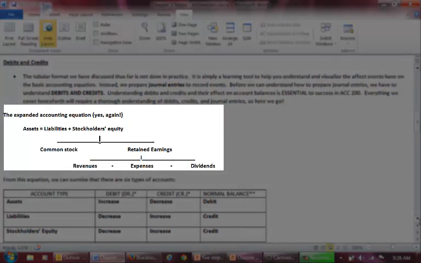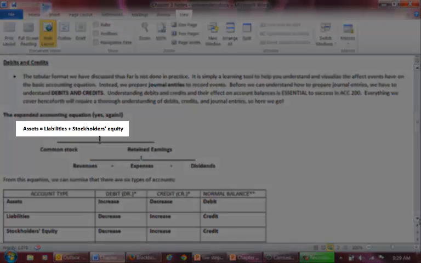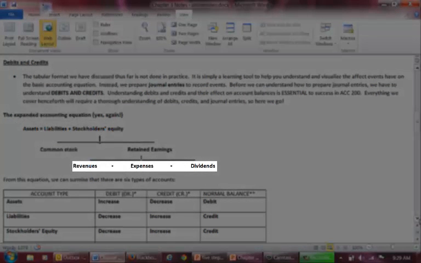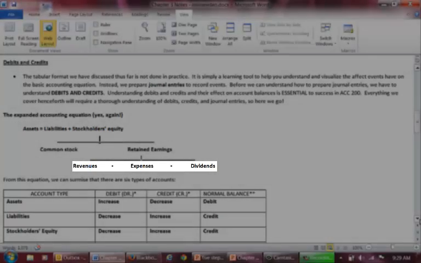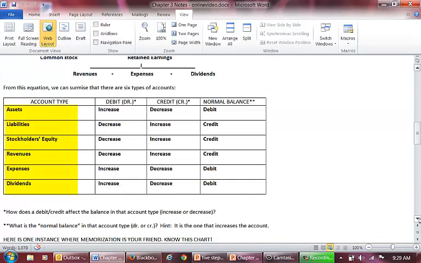So let's look at the expanded accounting equation to remember our account types. As you can see, we have three account types that are seen on the balance sheet: assets, liabilities, and stockholders' equity. And we have the three account types that feed into retained earnings: revenues, expenses, and dividends. These account types are listed in the chart in your notes. I have also indicated in the chart how debits and credits affect each account type.